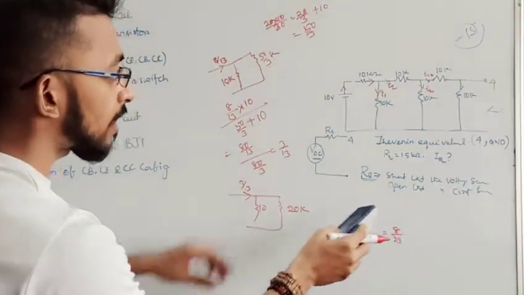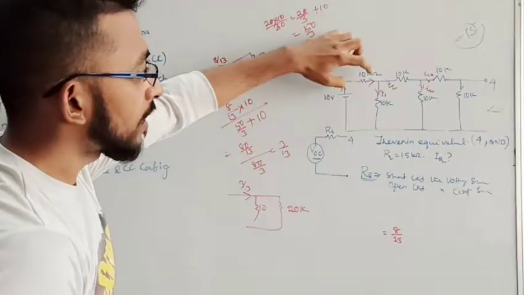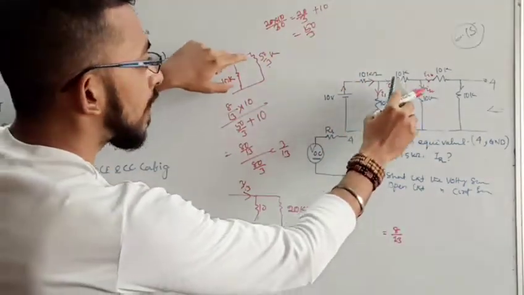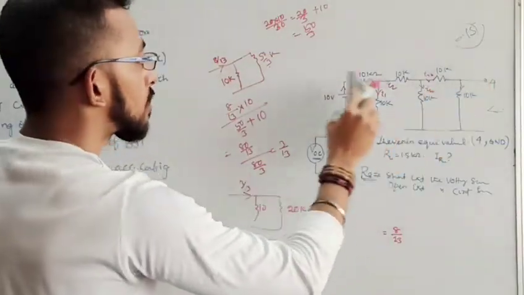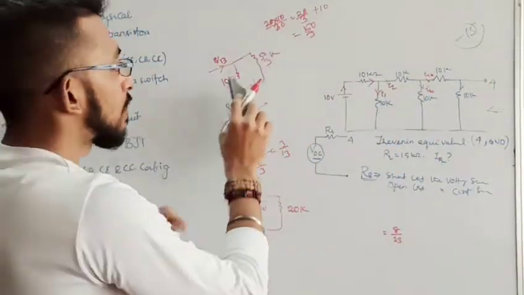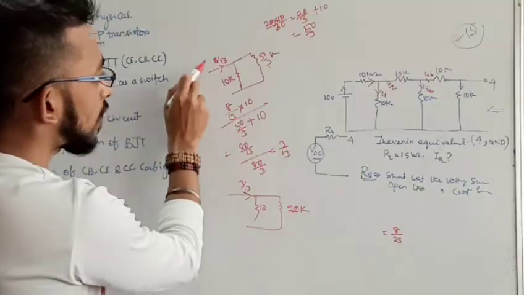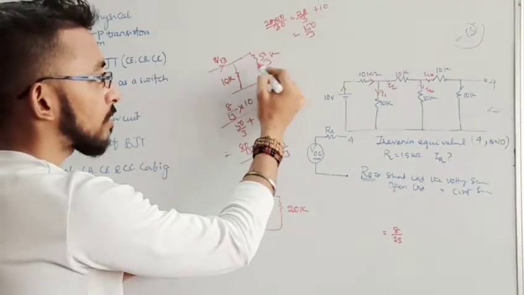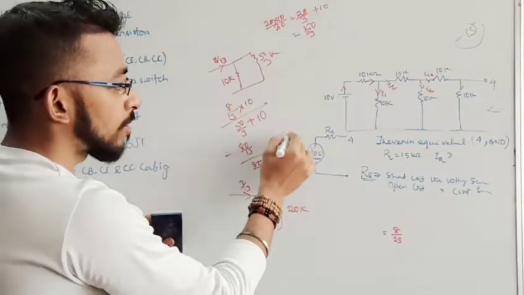This is the current 8 by 13 that was coming over here, and then this 8 by 13 was divided in two parts. One is 10 kilo ohm for this part, and the whole representation of this 4 resistor can be replaced by 50 by 3. Now, according to the current division formula, it's nothing but supply current multiplied by opposite resistance divided by sum of resistance. That value will give me 3 by 13.